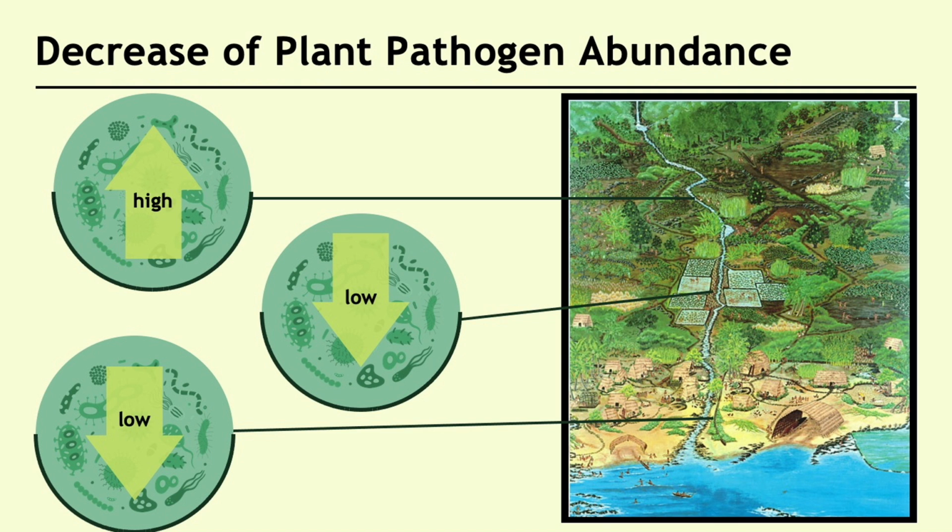And we hypothesized that there would be a decrease of plant pathogen abundance as the water went from mauka to makai. So we expected to see high plant pathogen abundance before Kawainui and more after, and less after and in the bay.